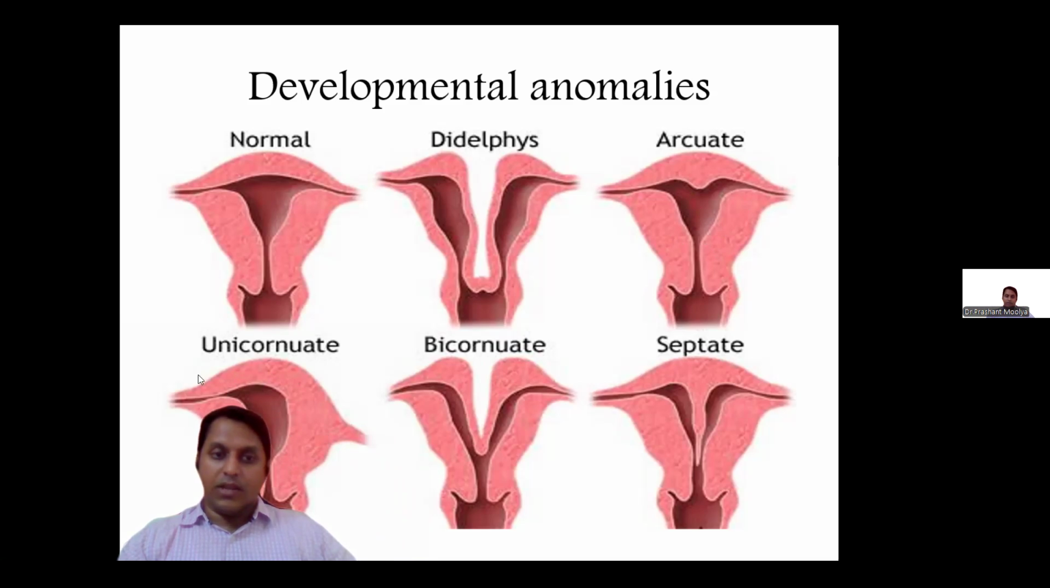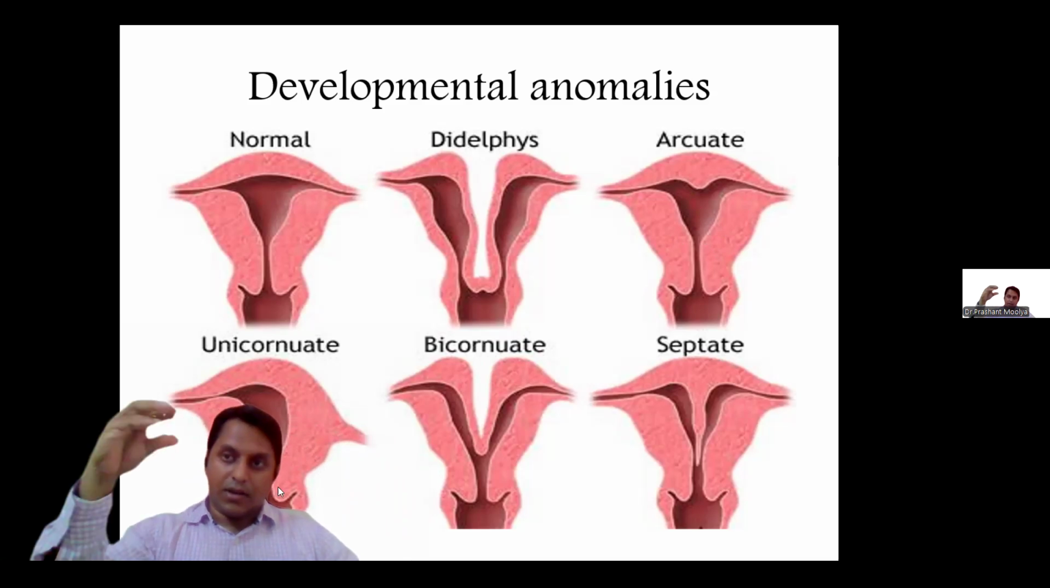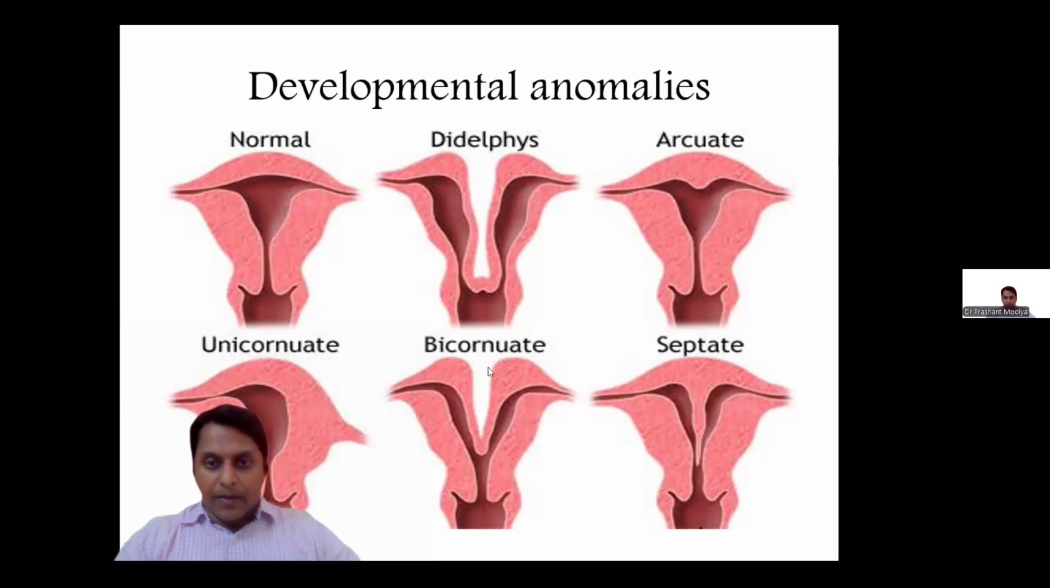Unicornuate means single horn. This is possible when only a single paramesonephric duct is contributing to the formation of the uterus, the other getting degenerated.